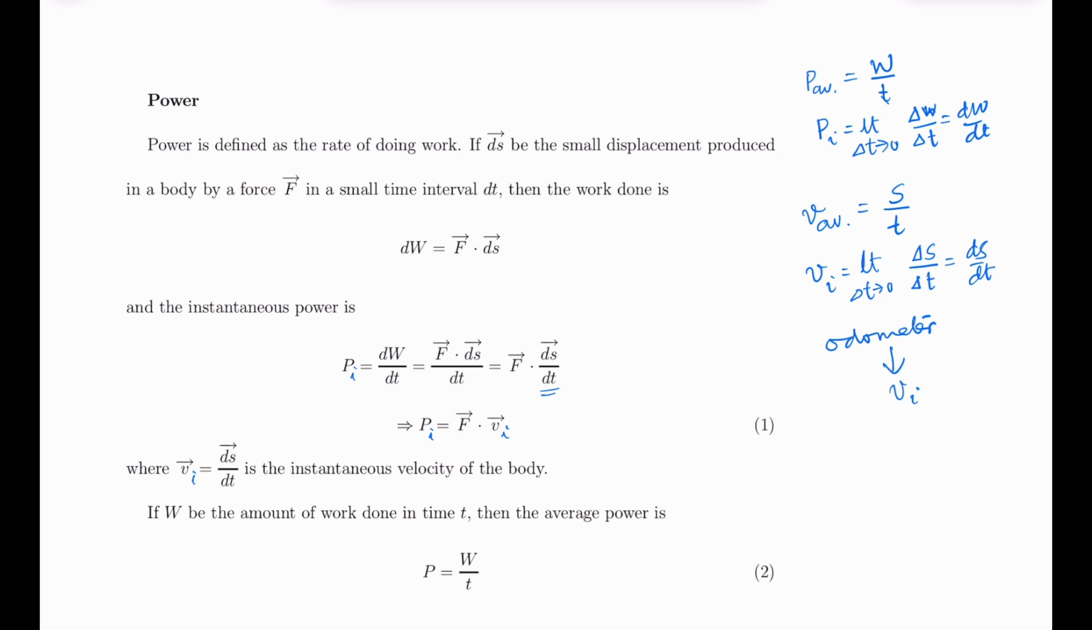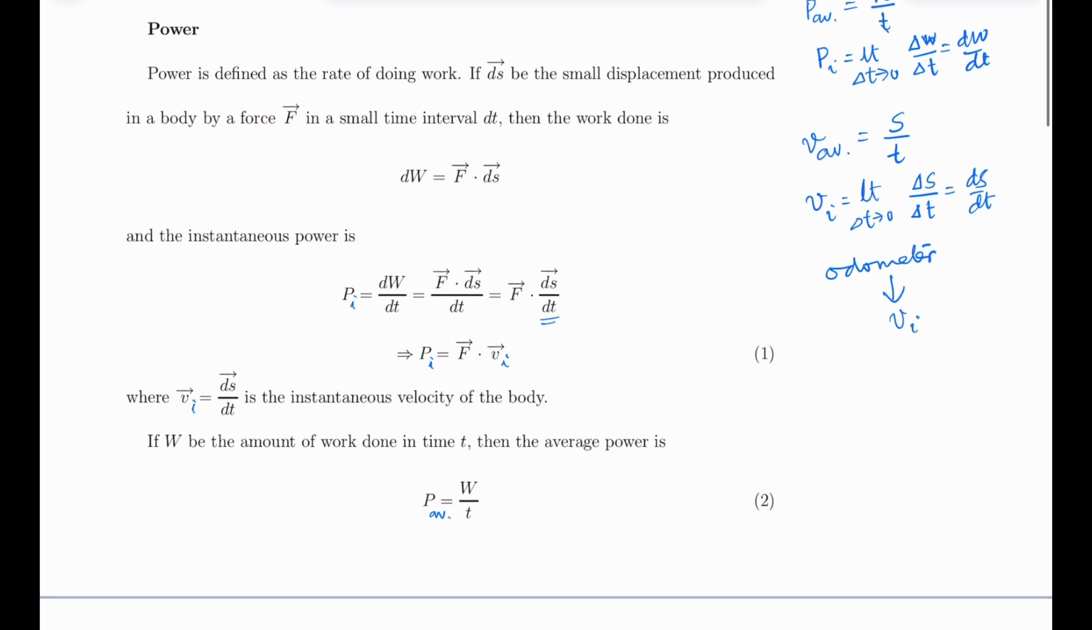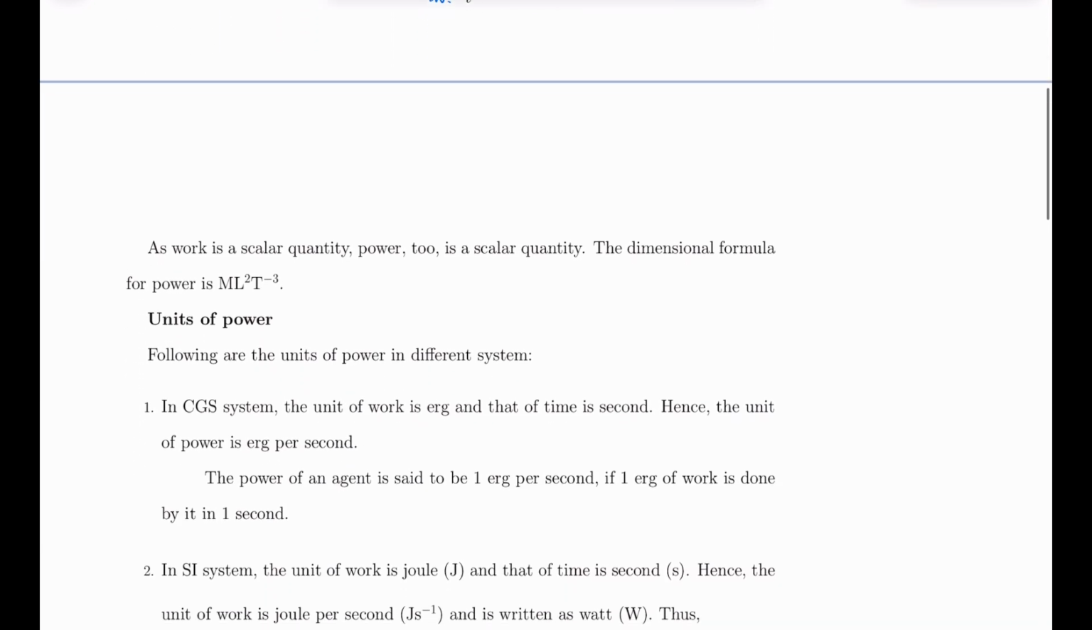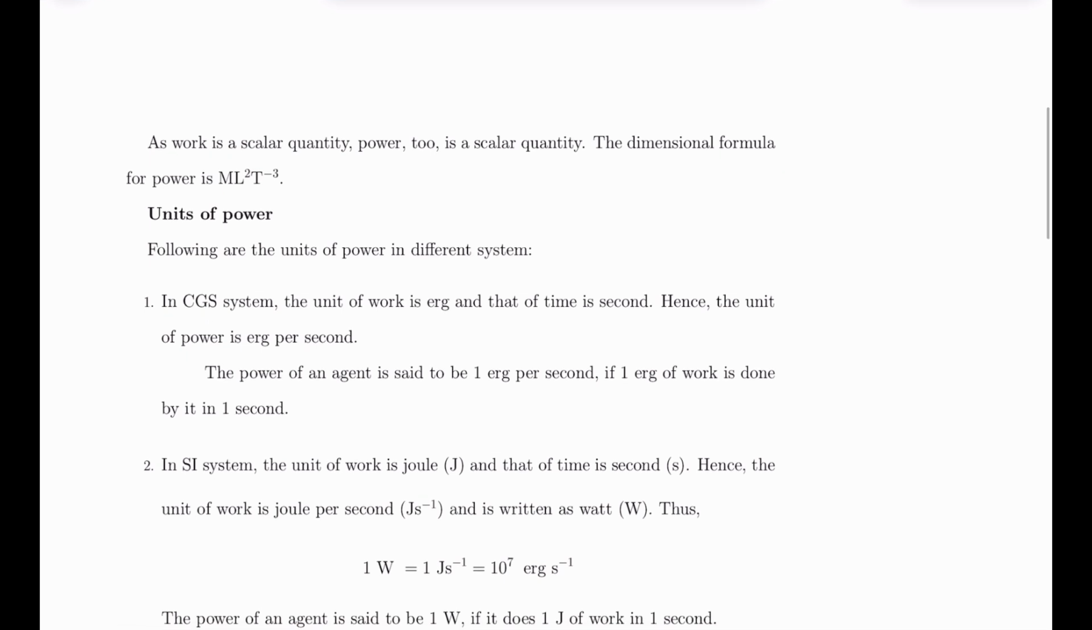ठीक है. If W be the amount of work done in time t, then the average power P average is W upon t. ठीक है. तो हमने देखा what is average power and what is instantaneous power. आइए हम देखते हैं whether power is a vector quantity or a scalar quantity and what is its dimensional formula. तो पावर को डिफाइन करते हैं डॉट प्रोडक्ट ऑफ फोर्स एंड वेलोसिटी से, and since the dot product of two vectors is a scalar quantity, power is also a scalar quantity. दूसरा तरीका देखने का है कि power is the rate of doing work, and since work is a scalar quantity, power thus defined is also a scalar quantity.